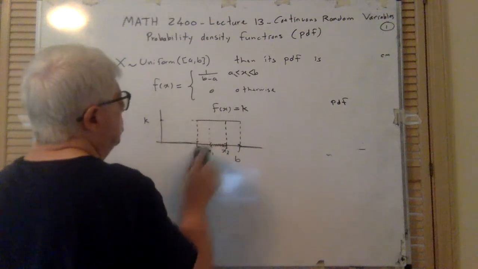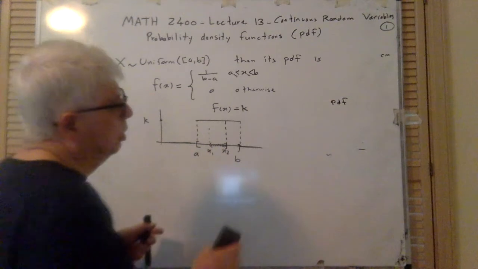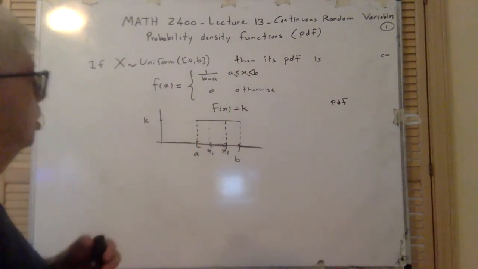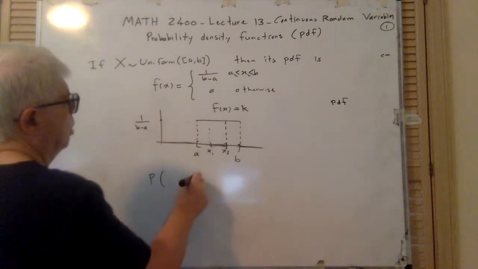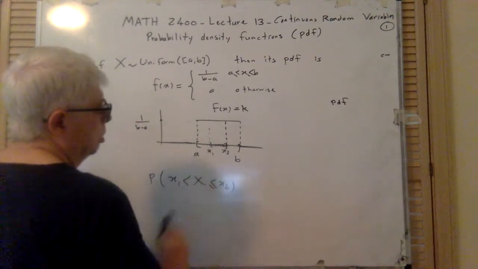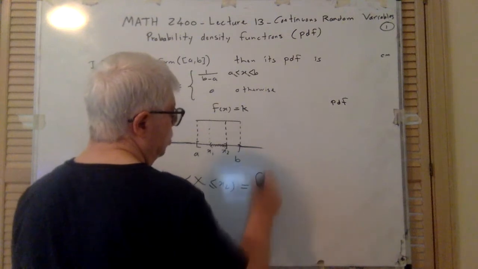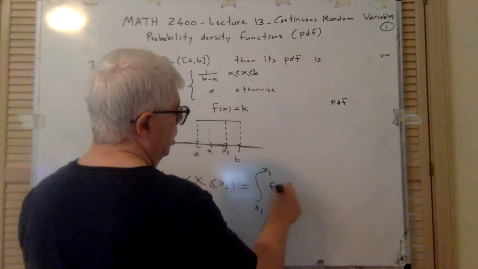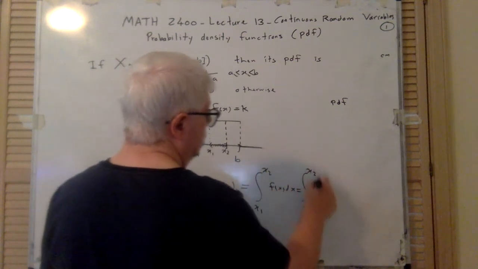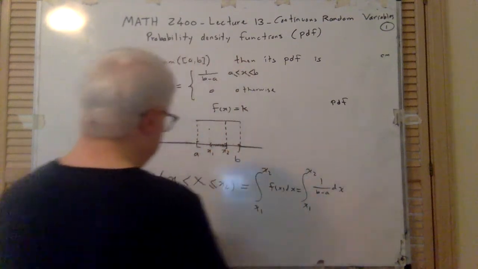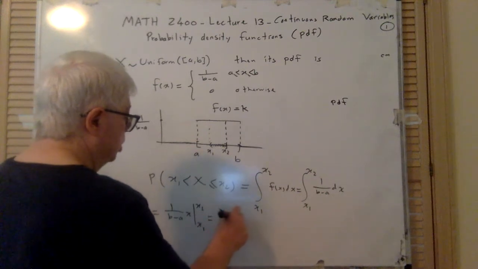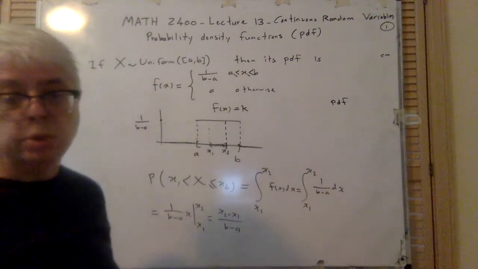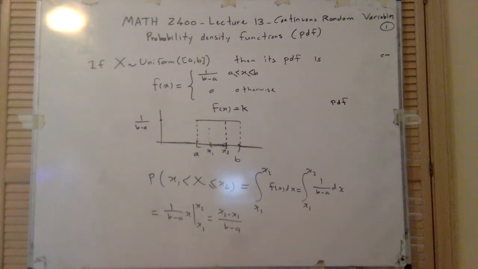So this is the uniform distribution, and using this, k is 1 over b minus a. So what is the probability that my random variable is between x1 and x2? Well, by definition, it is the integral from x1 to x2 of f(x) dx. So that's the integral from x1 to x2 of 1 over b minus a dx, which is x from x1 to x2 over b minus a, which is (x2 minus x1) over (b minus a). In fact, I started with this, and that's how I came up with this amazingly nice distribution.